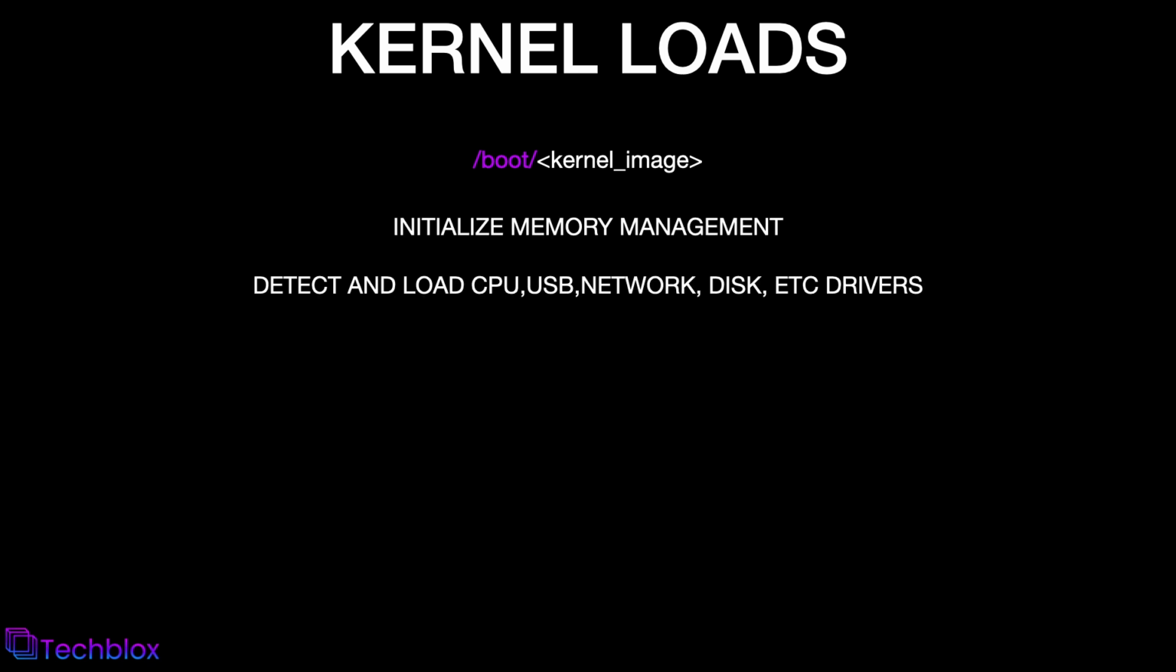Next, the Linux kernel takes over. The kernel image is loaded from the /boot directory. GRUB passes control to it along with the initramfs. The kernel's job here is to initialize memory management, detect and load drivers for CPU, USB, disk, network, etc., and mount a temporary root file system so it can eventually mount the actual one. This is where initramfs plays a key role.